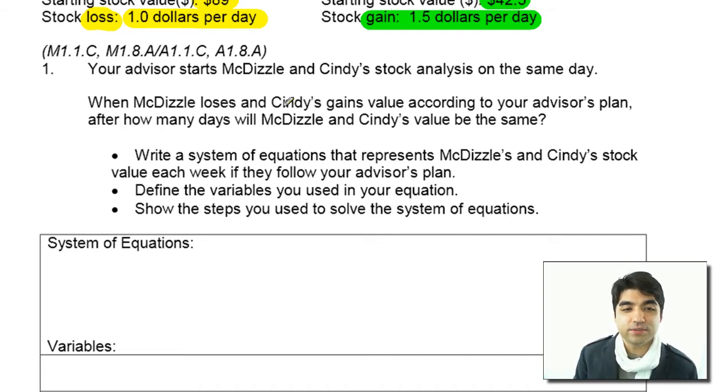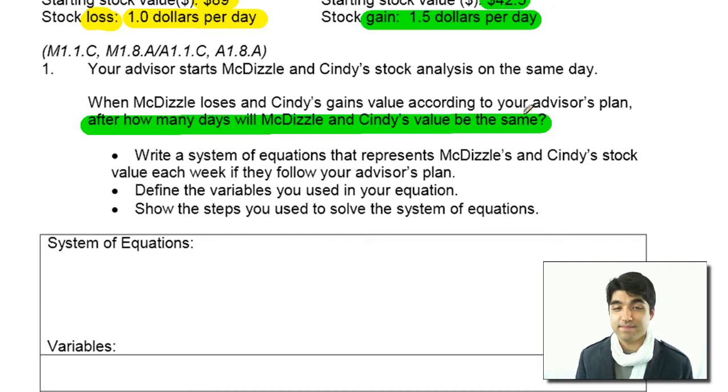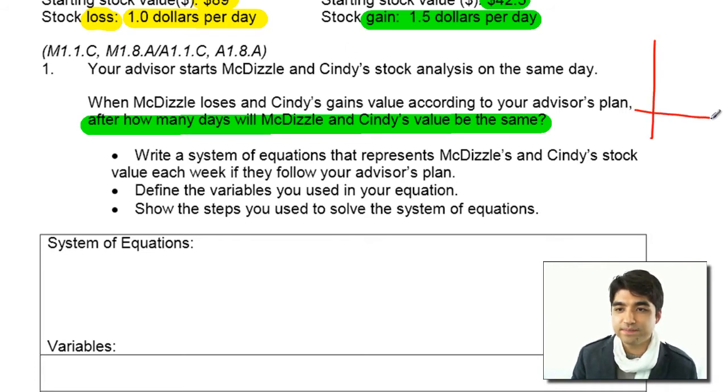So anyways, your stock advisor starts mcdizzle and Cindy stocks analysis on the same day. And then when mcdizzle loses and Cindy gains values according to your advisor's plan, after how many days will mcdizzle and Cindy's value be the same? So even though mcdizzle's starting higher, here, let me draw a graph. Cindy's is starting up high and going down each day, I'm sorry, that's mcdizzle, and Cindy's is starting lower but increasing each day. So what this problem is looking for is when will they intersect, or when will their values be the same?